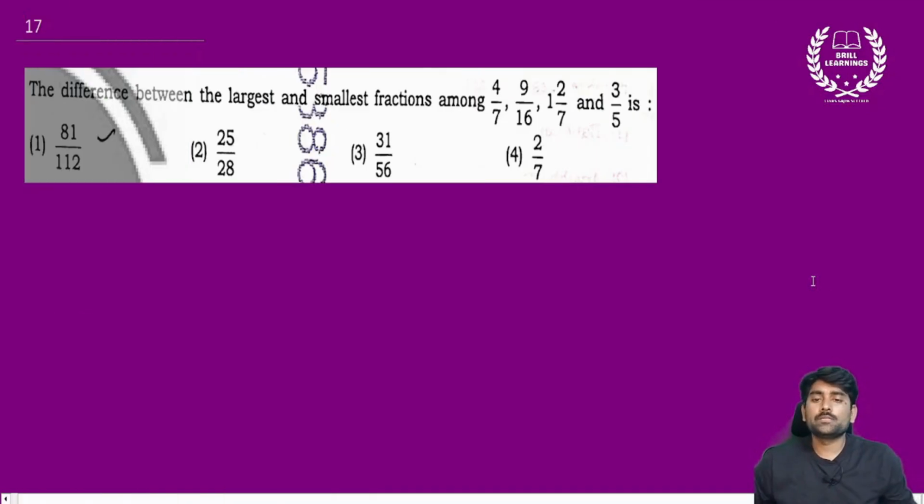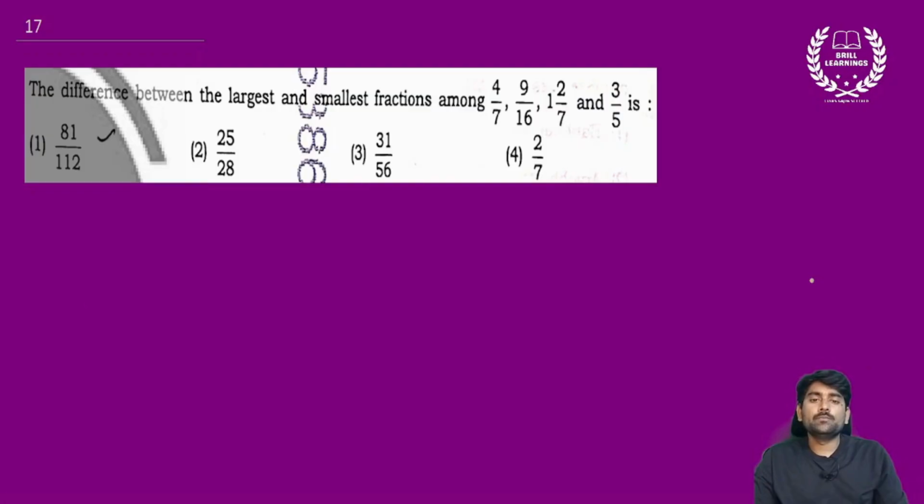The difference between the largest and smallest fraction among the given fractions. Okay. If you observe the third fraction, it is a mixed fraction, which is the largest one. Why? Because 7 ones are 7, 9/7. The numerator value is greater than the denominator. That is why it is more than one, which is the highest here. So no need to calculate again.